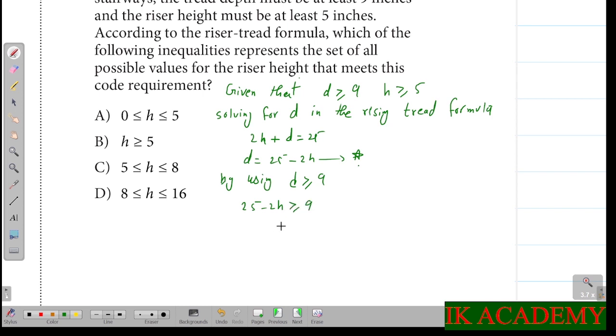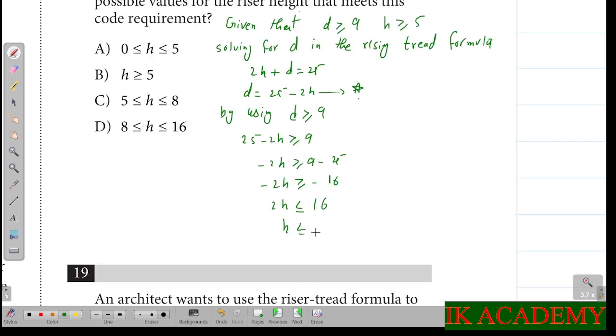So we can find the value of h from this inequality. So minus 2h is greater than or equal to 9 minus 25, which is minus 16. So 2h will be less than or equal to 16. So h is less than or equal to 8. So here we have two inequalities for h. h is greater than or equal to 5 and h is less than or equal to 8.